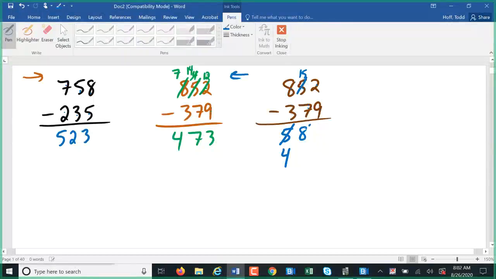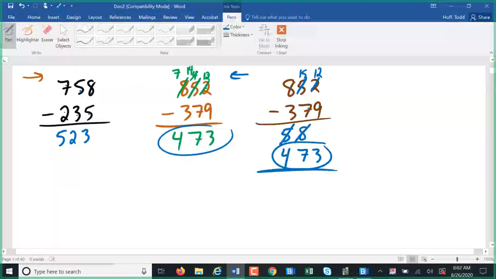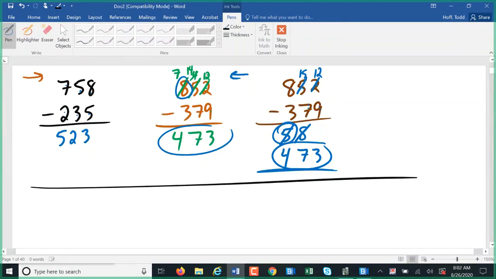2 minus 9 can't be done, so we borrow from the 8, make it a 7. This is now a 12. And 12 minus 9 is 3. Notice we get the same answer. Again, this probably takes up a little more space, but really what we're borrowing from is the result at the bottom of the column, not the number at the top. Again, my point is that there are several different ways that you can approach math.